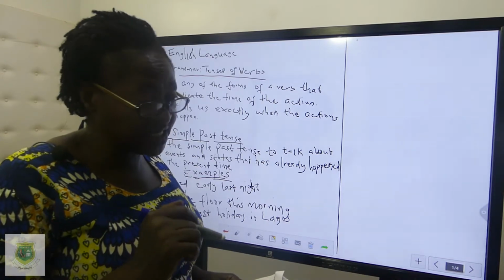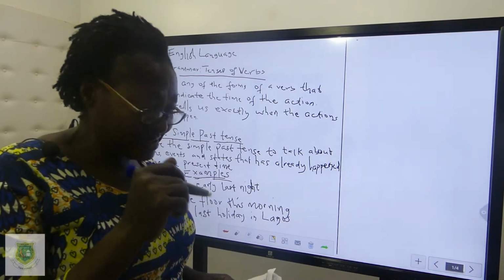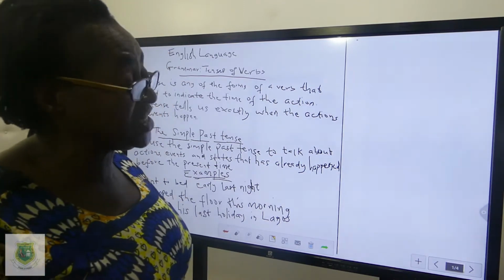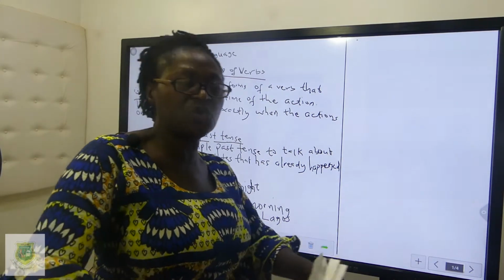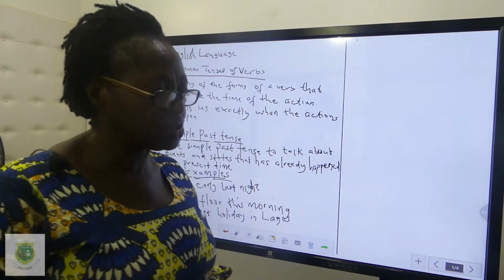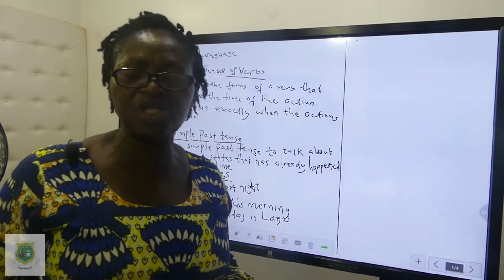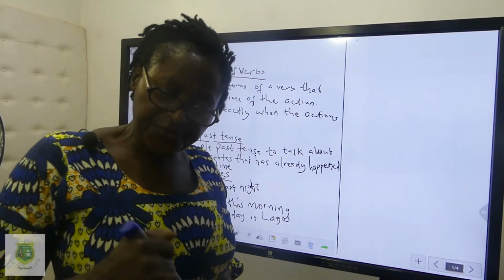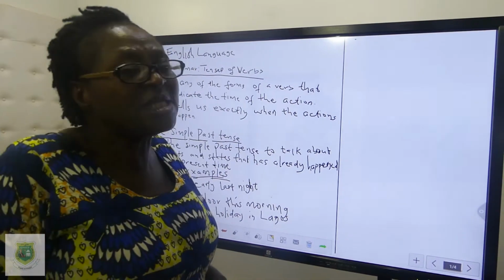Remember that the simple present tense is what you do every day. Simple present tense is a habitual action. We wash our car every day. We go to school every day. We eat every day. We brush our mouth. Ada walks to school every day. Simple present. Habitual action.